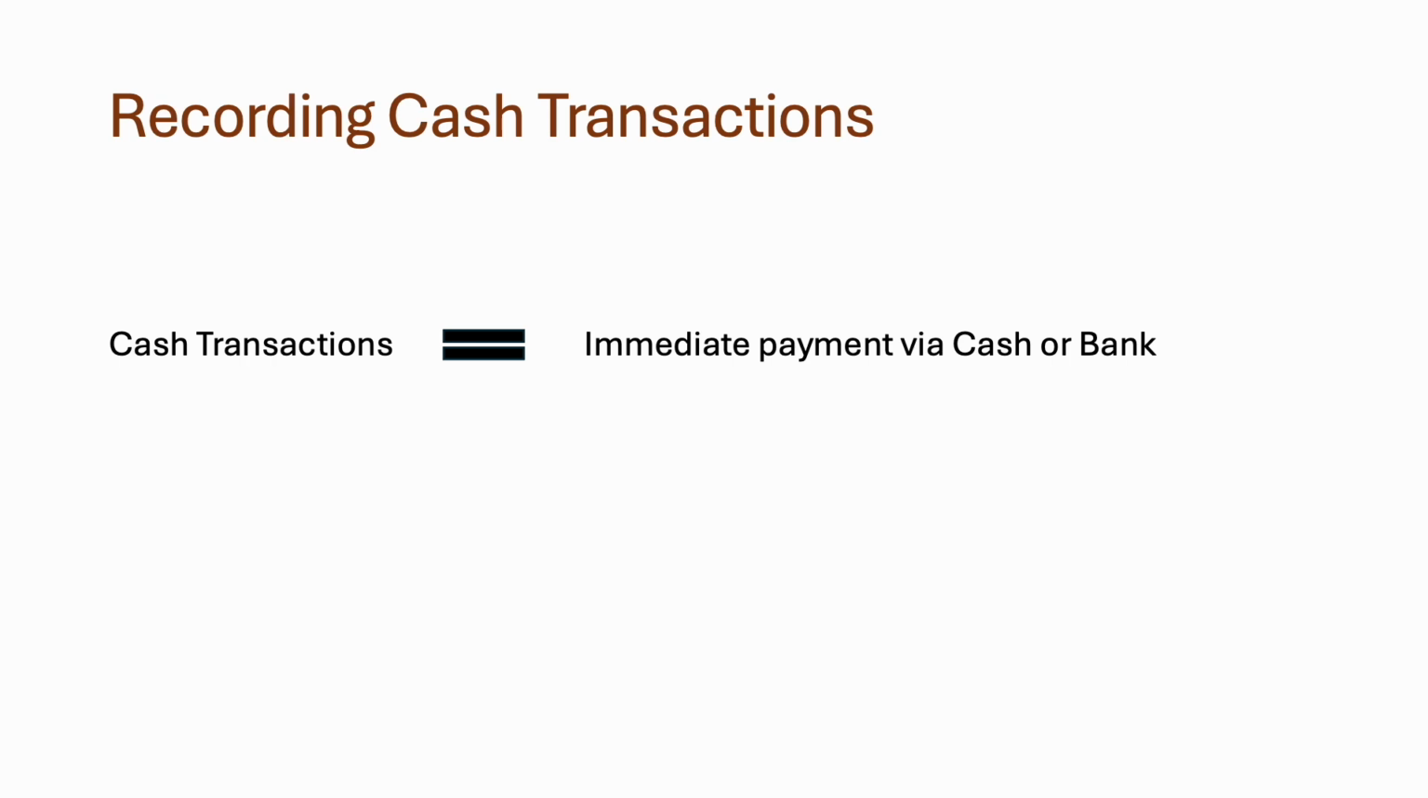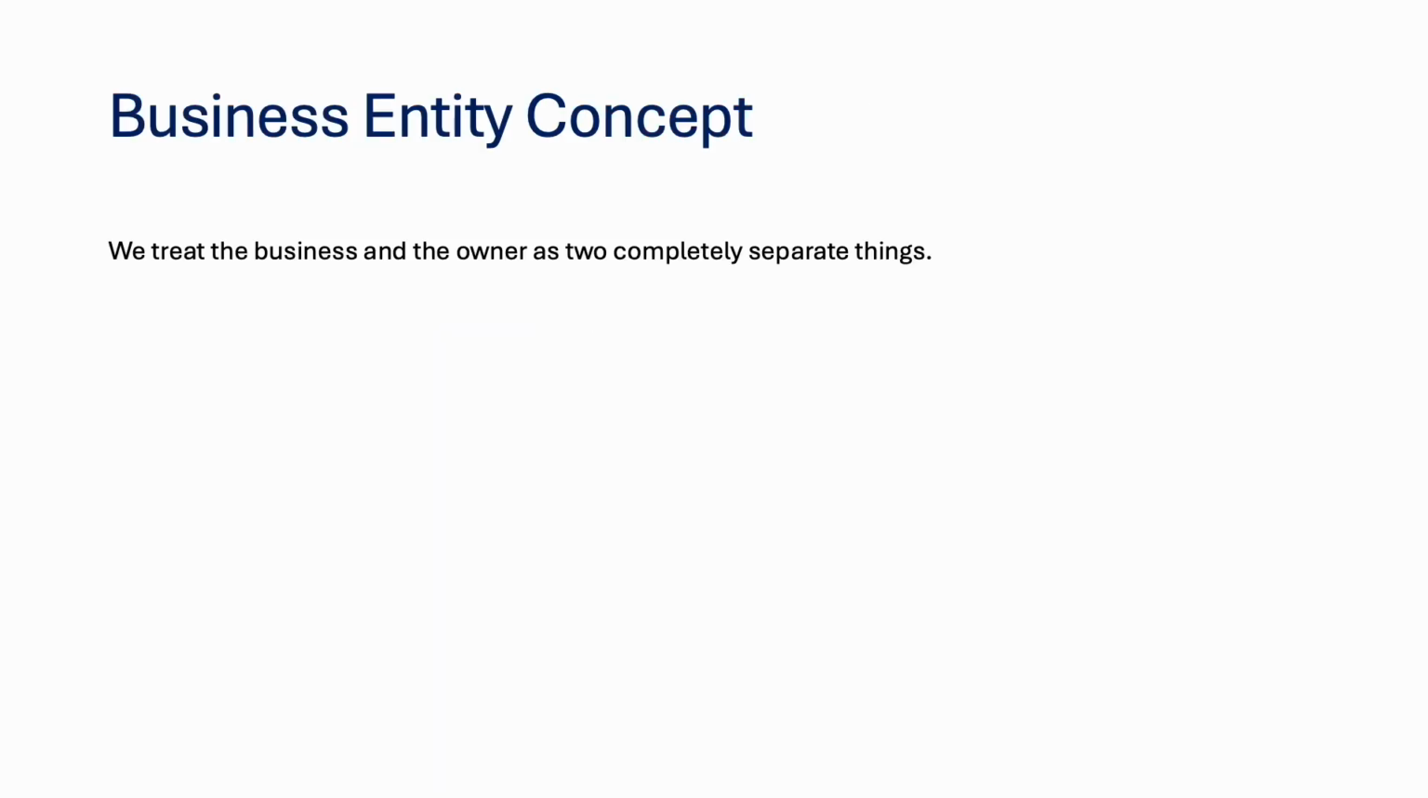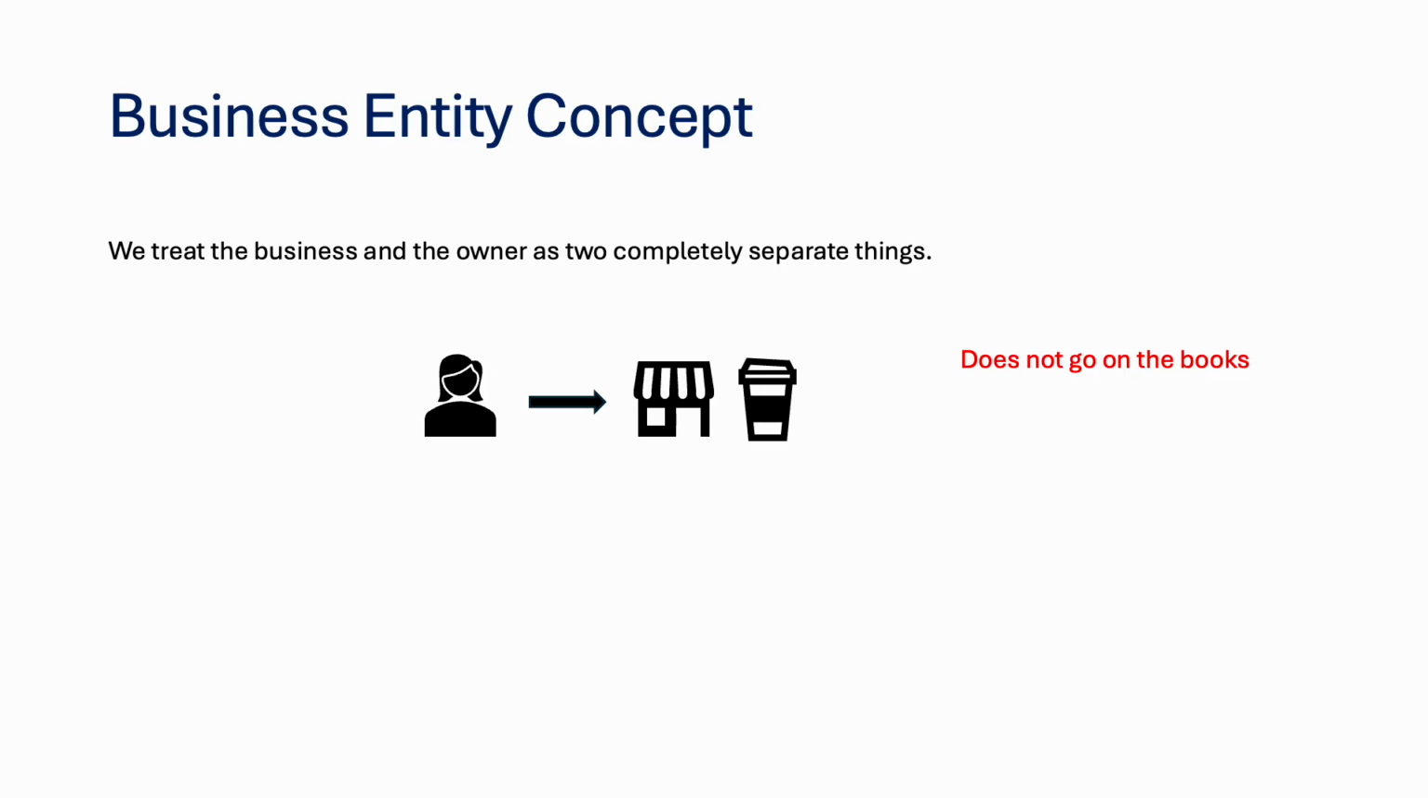Now let's look at cash transactions. These occur when money is paid or received immediately, whether it's physical notes or through a bank transfer. When you record this, remember the business entity concept. We treat the business and the owner as two separate things. If the owner, Nigima, buys a coffee for herself, it doesn't go in the books. But if her business buys inventory, this is a business transaction, so it goes on the books.